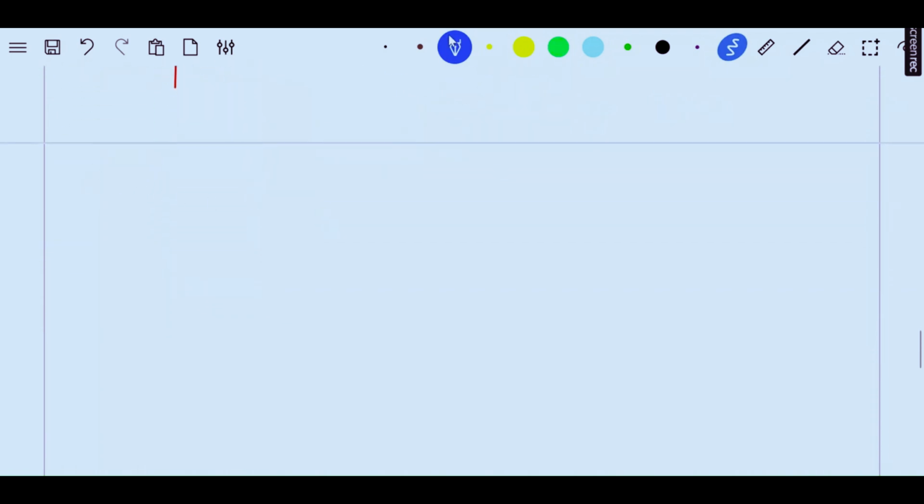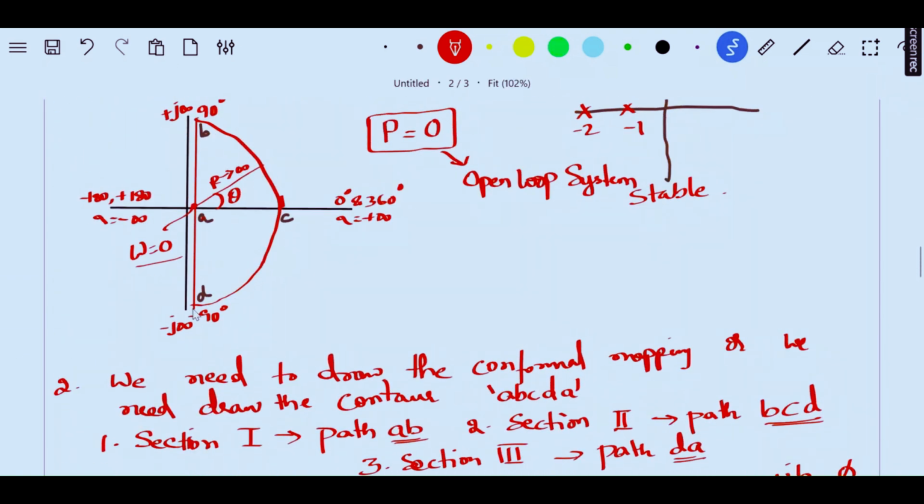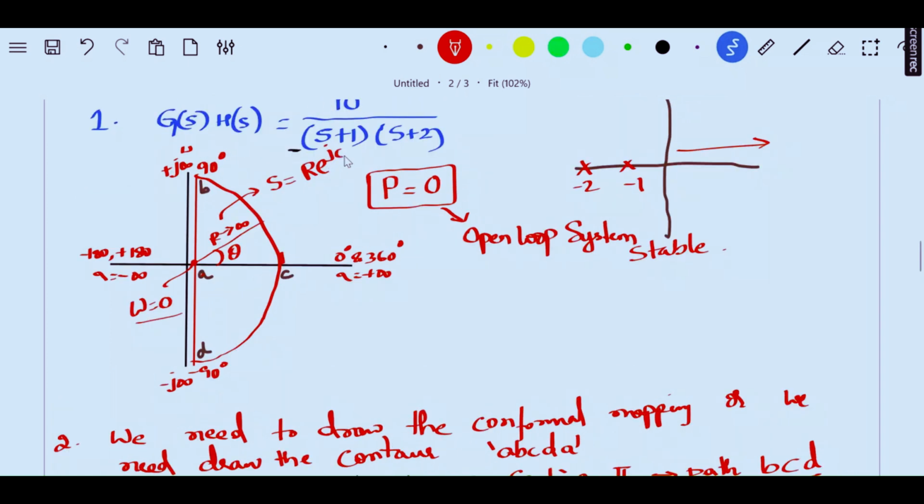Now let me go to the next trace. Let me go to section 2, which is path BCD. Now the path BCD is very important. If you go back to the contour and check what path BCD is, path BCD is the semicircle with r tending towards infinity. So what we consider here is S equals r into e power j theta, where r is tending towards infinity.